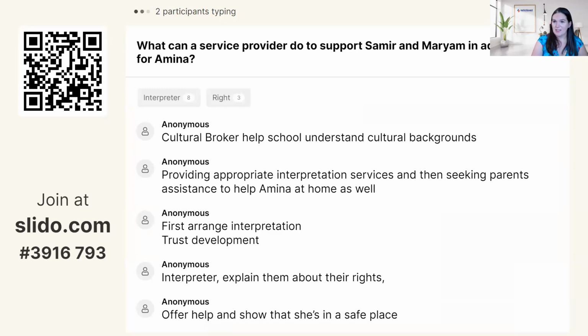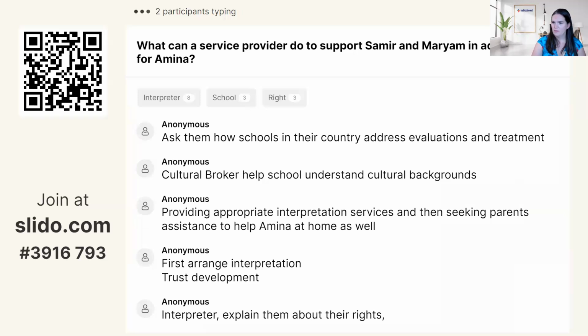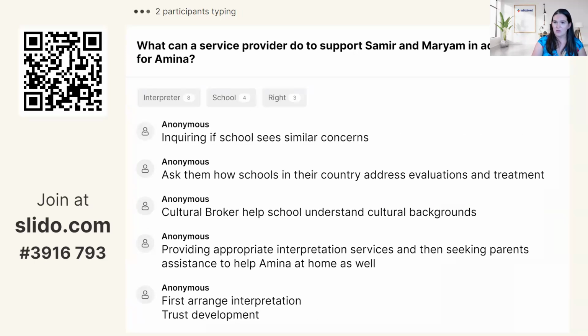Helping them understand their rights, definitely a really important part of this process. We always assume that school districts have the best intentions, but being an informed participant in that IEP process is really important. Yeah, the cultural broker helping school understand cultural backgrounds is a really nice one as well, particularly when school districts are working with newcomer families that may be from a background that's unfamiliar to them. That can be particularly impactful.